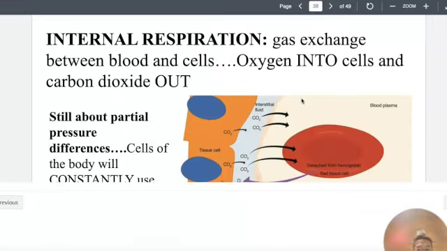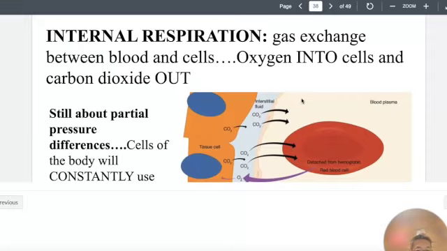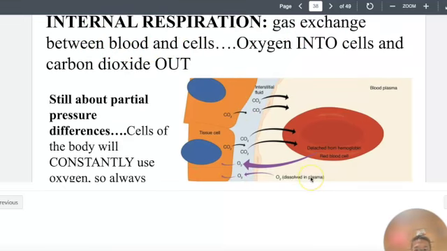What about internal? Okay, internal respiration, gas exchange between the blood and the cell. So now here comes the blood, okay, the fresh blood, and here's the cell. Okay, the cell just finished metabolizing. So it's the same thing. It is filled with carbon dioxide.